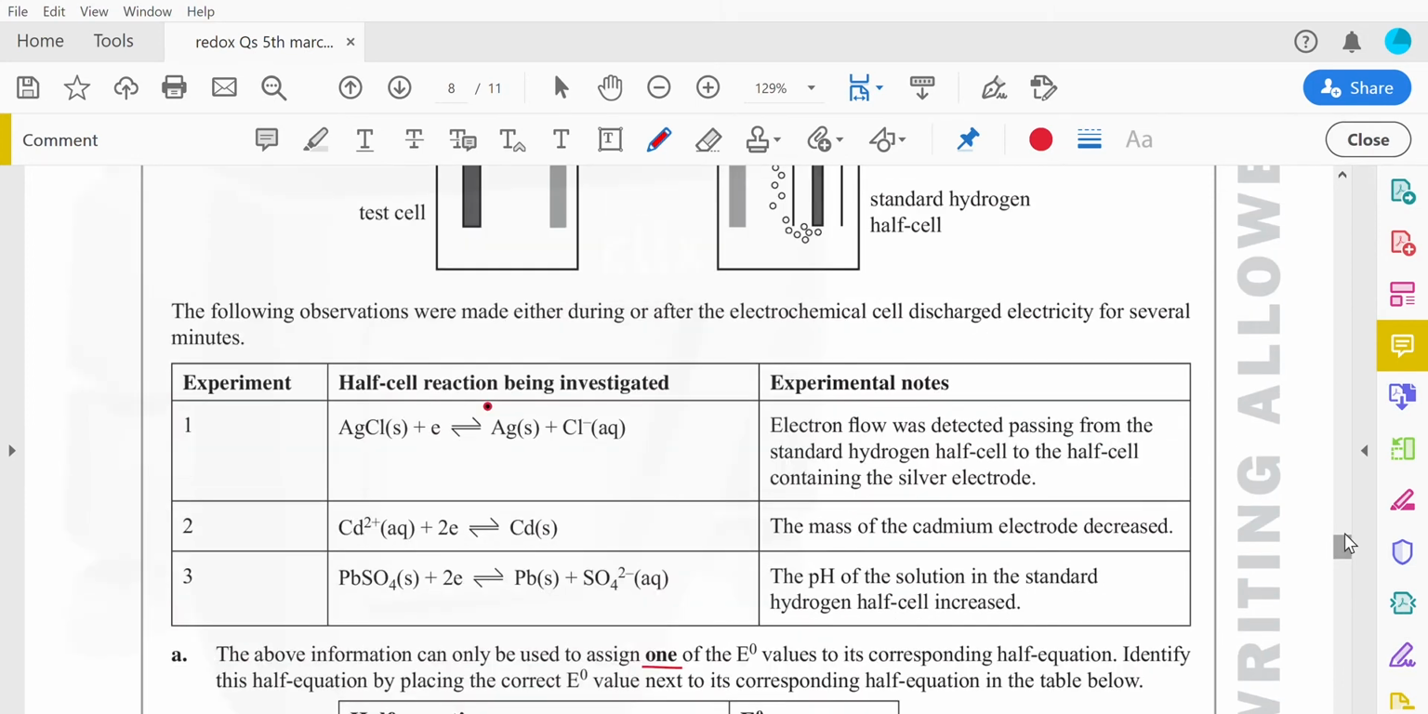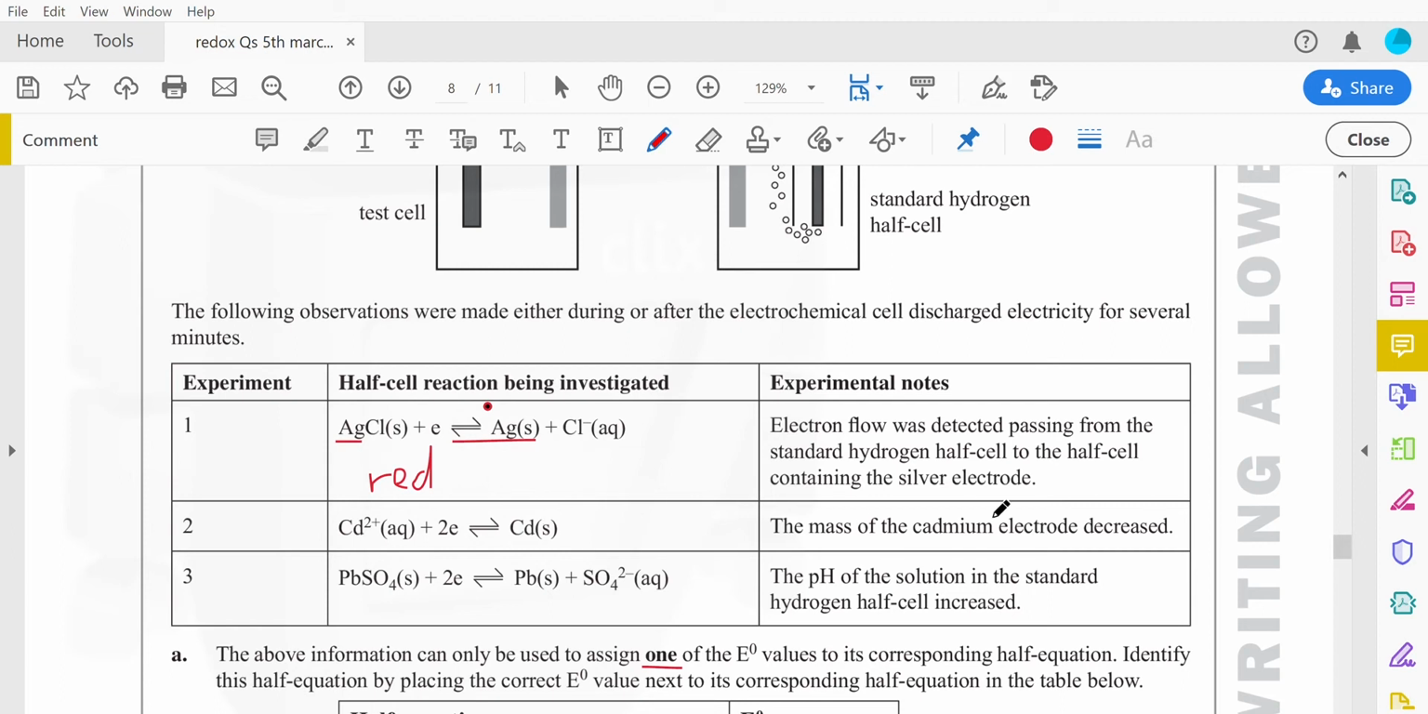So, for this one, electron flow was detected passing from the standard hydrogen half cell to the half cell containing the silver electrode. Okay, so electron flow goes from the anode to the cathode. So we know we were experiencing reduction in our silver half cell. And we know reduction happens with the stronger oxidant, so higher up on the electrochemical series.